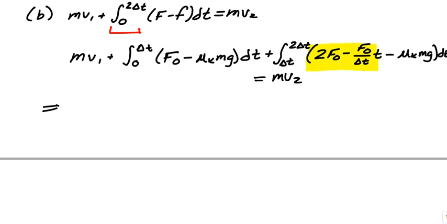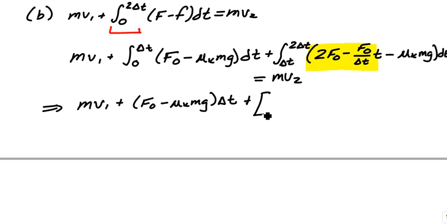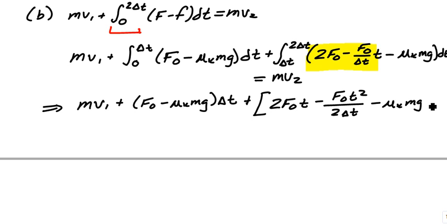If I do that, the first term is going to give me m times v1. The next term is going to give me F naught minus mu k times m g, times delta t. From the next term, I'm going to do the integration in the first step. So I'm going to have 2 times F naught times t minus F naught times t squared divided by 2 times delta t, minus mu k times m g times t, evaluated from delta t to 2 delta t, and that's going to equal m times v2.